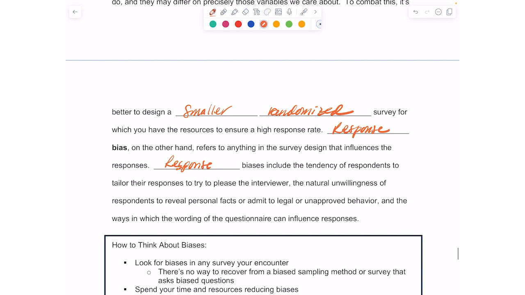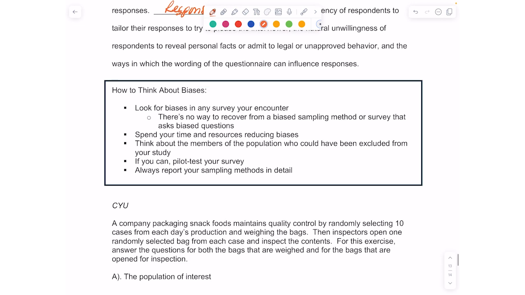They may be very keen on answering the way they think the interviewer wants them to answer. And then, of course, that is big time bias, and we're not getting the results that are going to tell us anything about the population. How you should think about biases is to look for biases in any survey you encounter. There's no way to recover from a biased sampling method or a survey that asks biased questions, so keep that in mind. Spend your time and resources reducing bias.